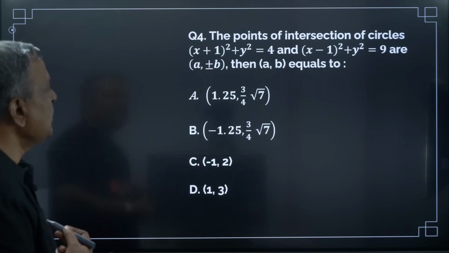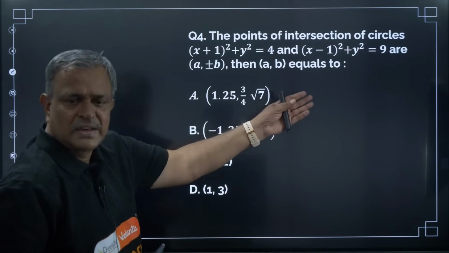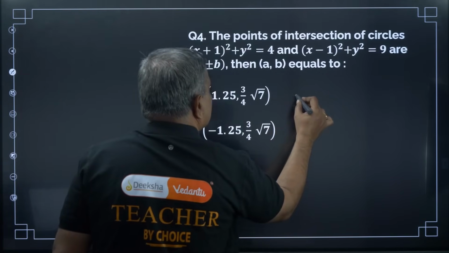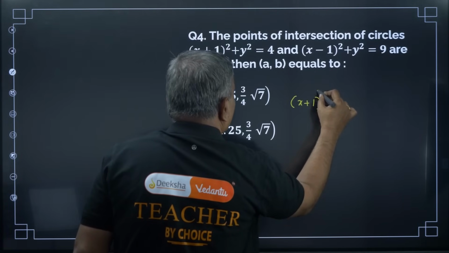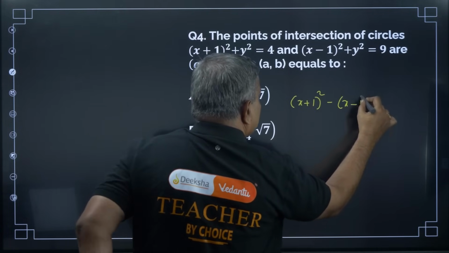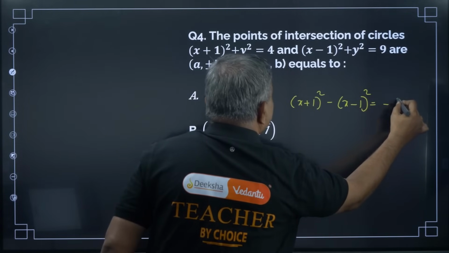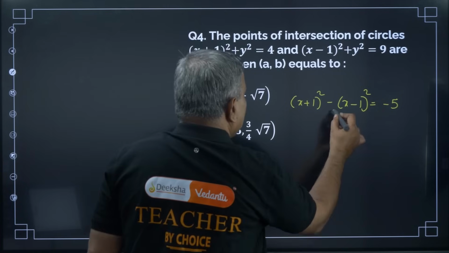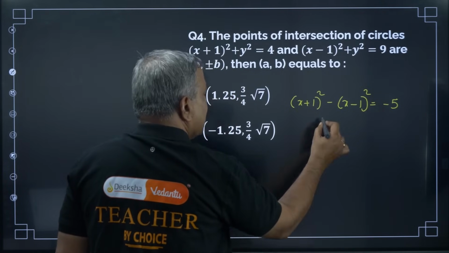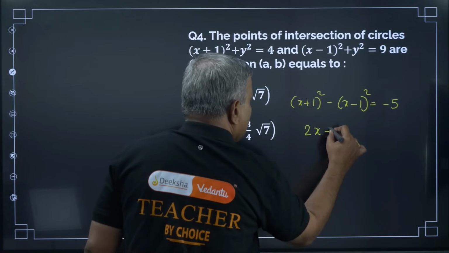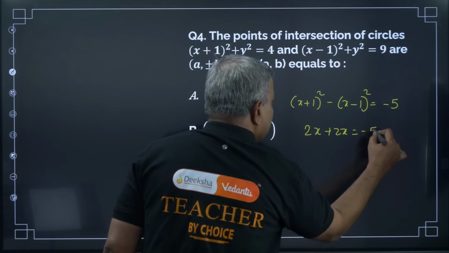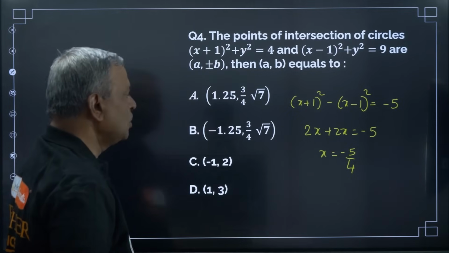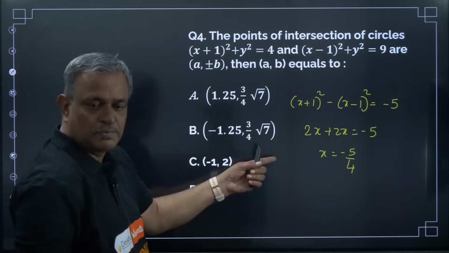Question number 4. The point of intersection of two circles. The calculations are simple. Subtract these two curves. When you subtract these two equations, we get x plus 1 whole square minus x minus 1 whole square is equal to minus 5, because 4 minus 9 is minus 5. Here x square is cancelled, 1 is cancelled, you get 2x plus 2x equal to minus 5. So x is equal to minus 5 by 4, which is equal to minus 1.25.